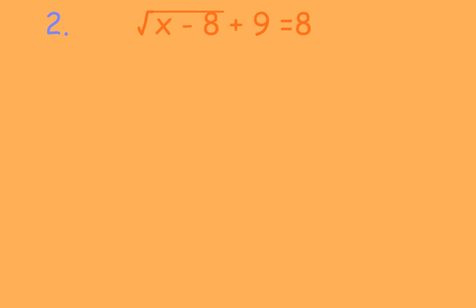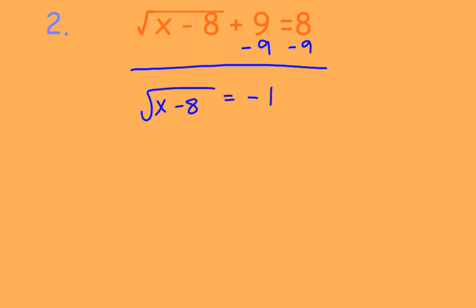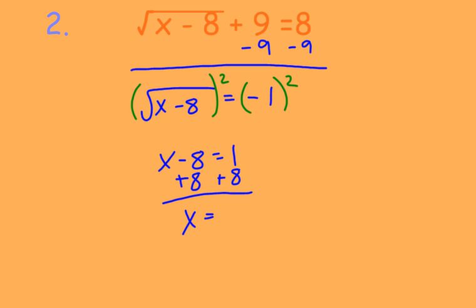Number 2 then, you'll notice that on the left side my square root is not by itself, and I need it to be by itself in order for me to continue. So I'm going to subtract 9 from both sides. I would have the square root of x minus 8 equals negative 1. To get rid of a square root, I would square both sides. So I have x minus 8 equals negative 1 times negative 1, which is 1. So I add 8 to both sides. I would get x to be 9.